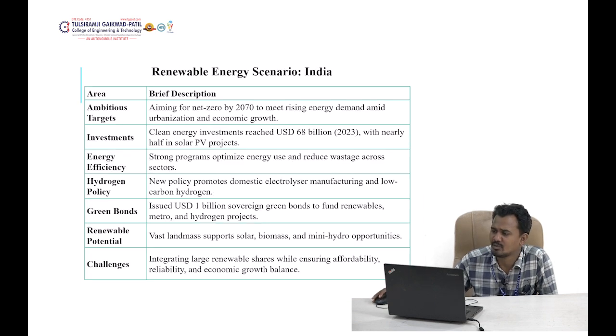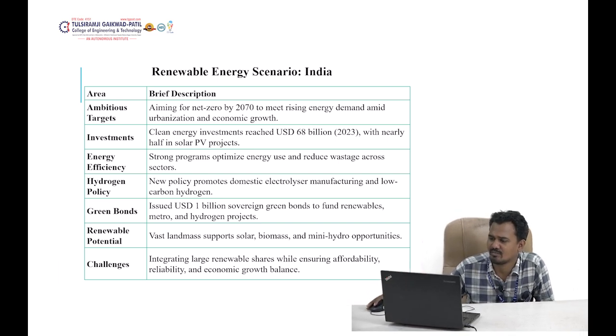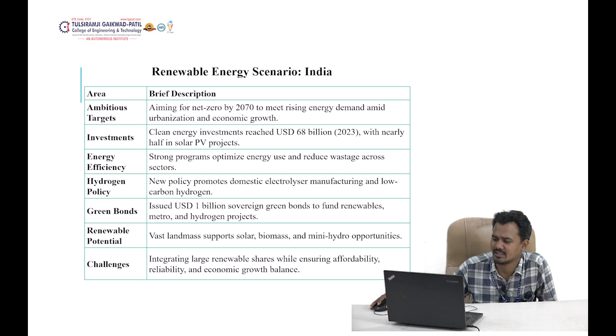Now we are looking at the renewable energy scenario in India. You can see here the Indian government policy: by 2070, we should focus on not using conventional energy sources. We will use only renewable energy sources. This is our target. You can see the renewable energy scenario details for India on your screen. Thank you so much.